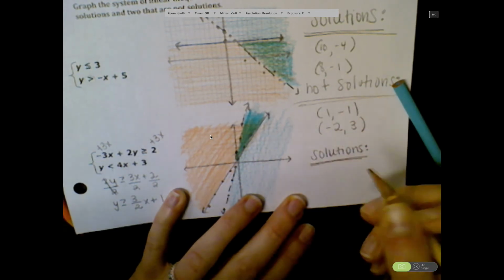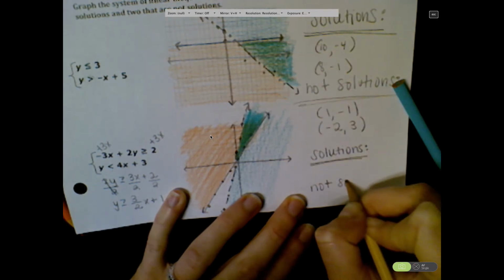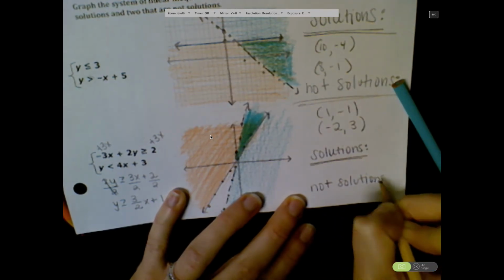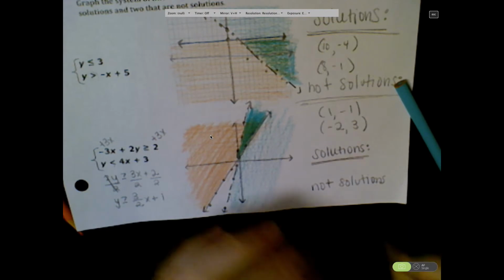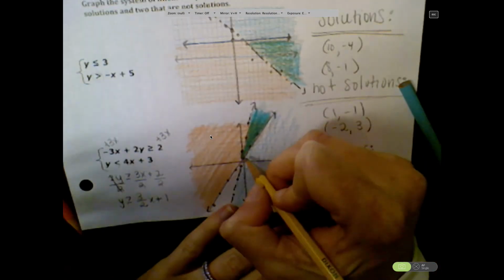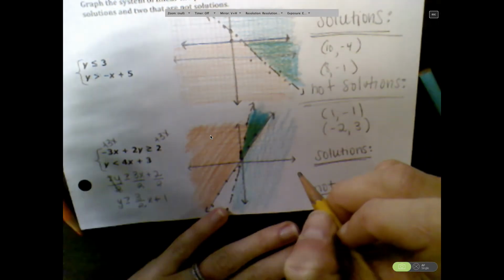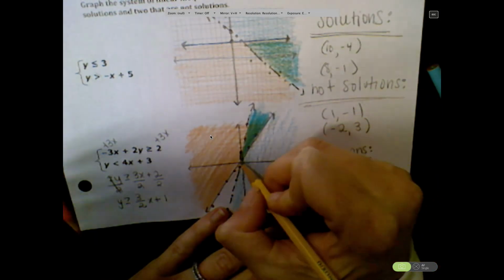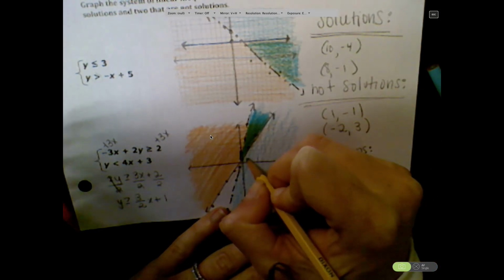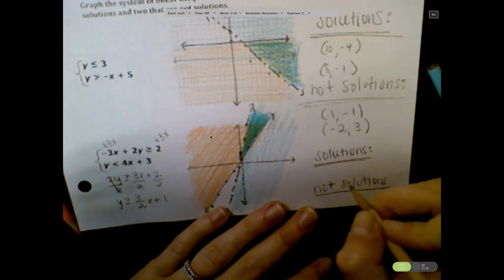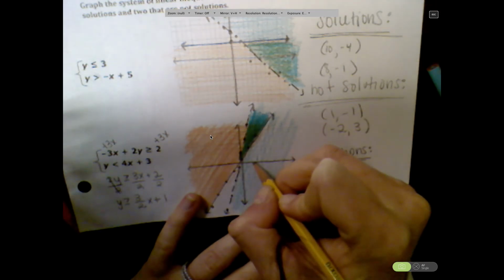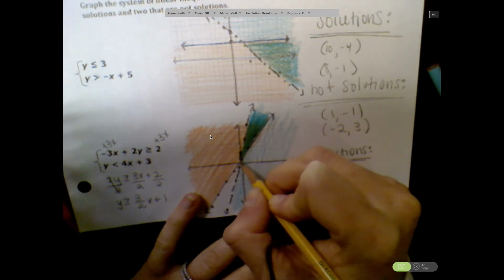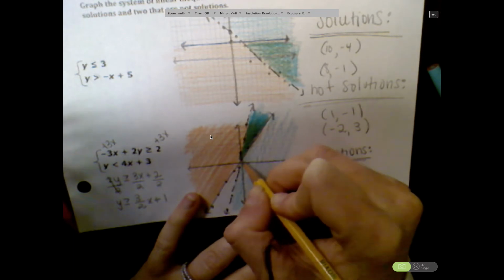So again, we're going to find two ordered pairs that are solutions, and two ordered pairs that are not solutions. What's one? You can have 1, 3. 1, 3 would be a solution. What would be another one? 1, 4. Or 2, 4. Yeah, we'll do 2, 4.